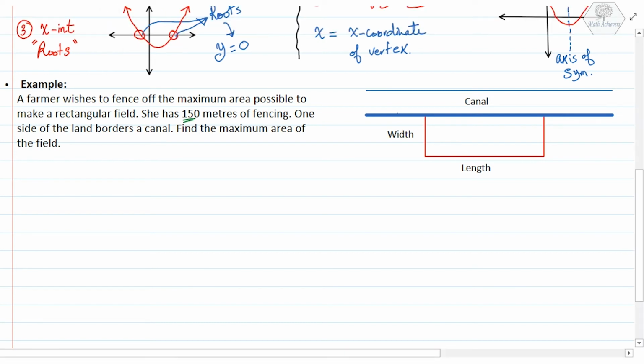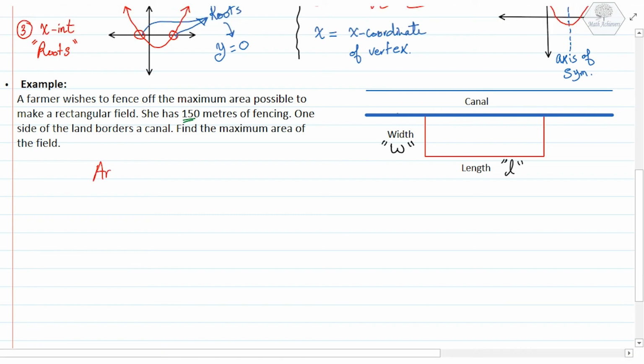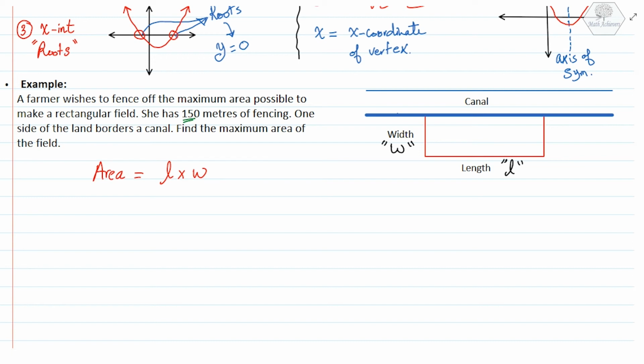I have the width, let's call it W, and the length, let's call it L. So now the area of the rectangle is simply equal to the length times the width. Now I have three unknowns: the area, the length, and the width. On the right hand side, I have two unknowns. It's not possible for me to find the maximum area because I want the right hand side to have only one unknown or one variable.